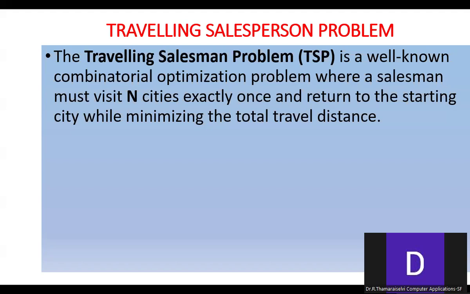So in a graph, there will be many nodes. Those nodes represent cities. Here the problem for this traveling salesman is to visit all n cities exactly once, and he has to return to the starting city while minimizing the total travel distance or total cost. See, either distance or cost. So he has to visit all the cities.